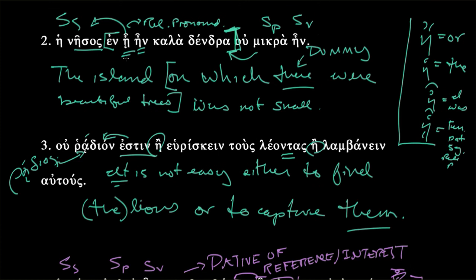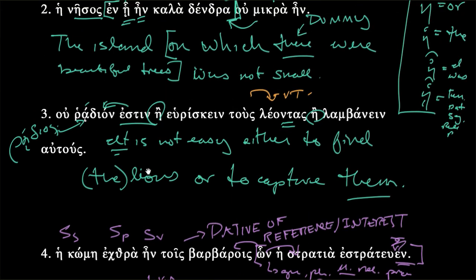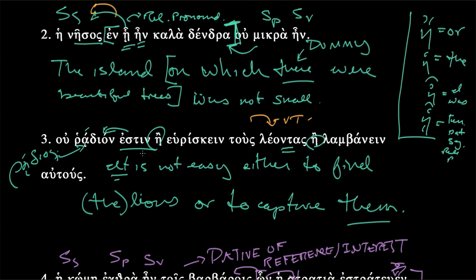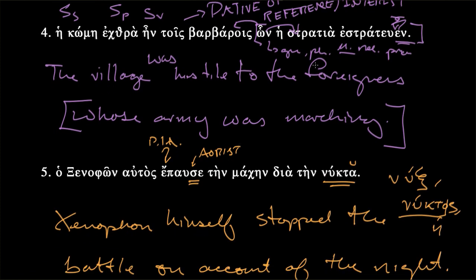Good. Second sentence. He nesos en he en kala dendra ou mikra ein. So we had our subject, and then we had our relative pronoun actually follow a preposition. We saw that this tends to happen with prepositions. It's dative because it's the object of the preposition, but it's feminine and singular because it's referring back to nesos. The island on which there were beautiful trees was not small. Here we didn't have any relative clause at all. We just had this new ta form of the third declension noun. We also had some nice complementary infinitives working with this fixed phrase, it is not easy. Note that in both these sentences, there and it are dummies that we need to supply in English, where Greek doesn't have a word for that and doesn't need one. The inflection of the language takes care of it.